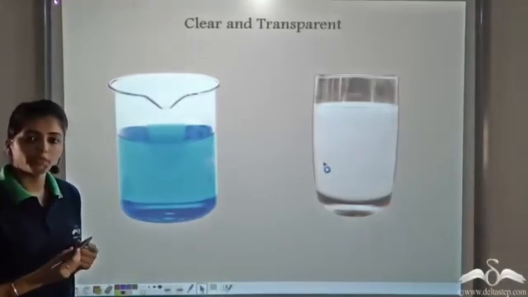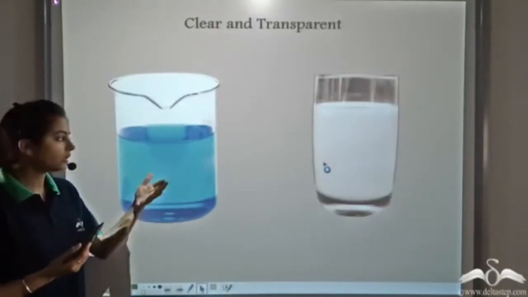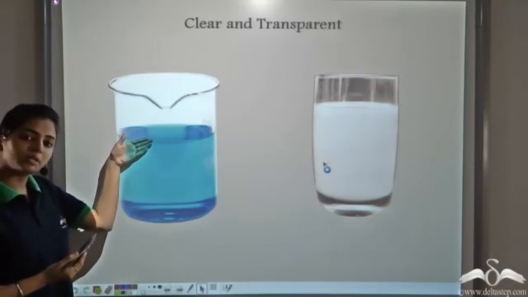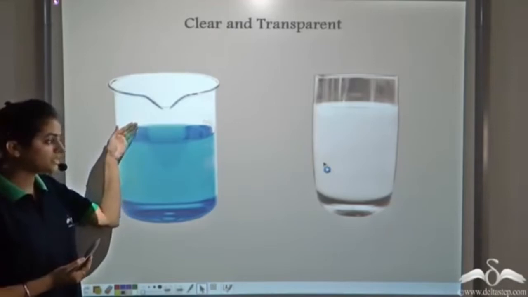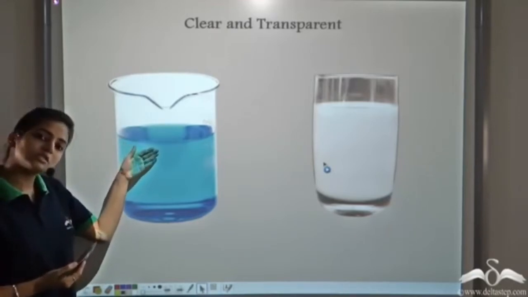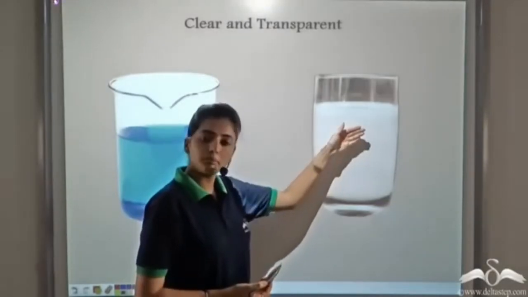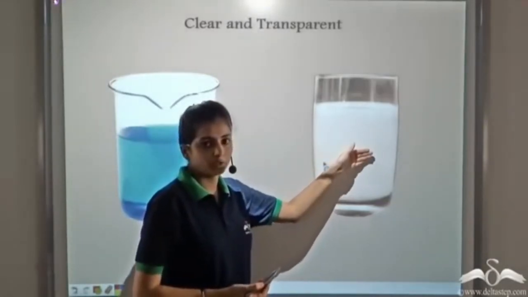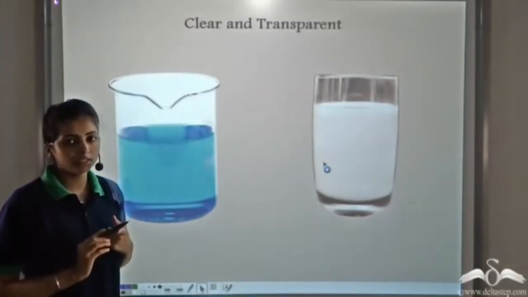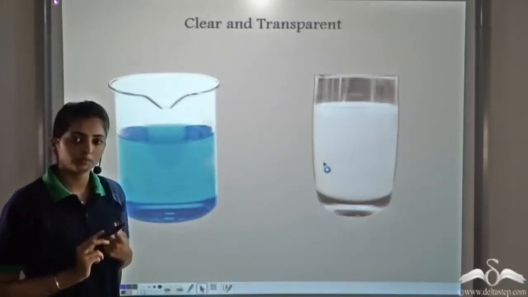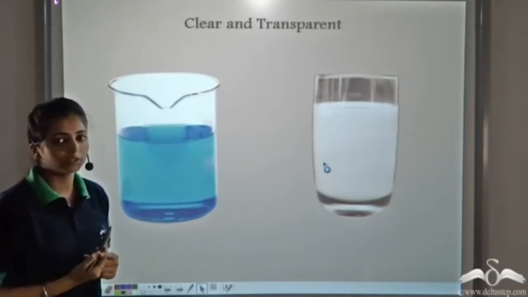is by using the property that true solutions are clear and transparent. If you take your hand and place it behind this beaker, you will be able to see it. Or if you take a colored paper, place it behind this beaker, you will be able to see the paper. But if you take your hand or the colored paper behind this glass, you will not be able to see it. This is because true solutions are clear and transparent, whereas colloidal solutions are not. So this is one property which we can use to distinguish between the two.